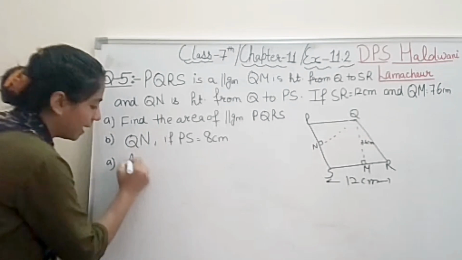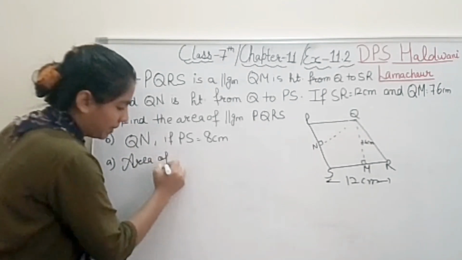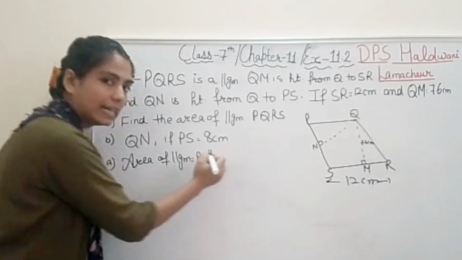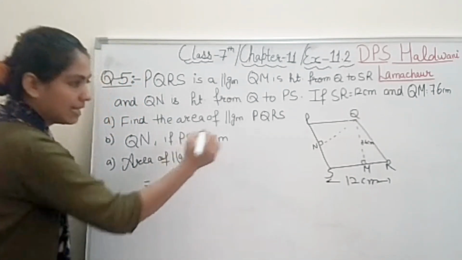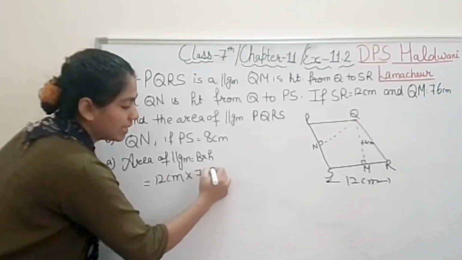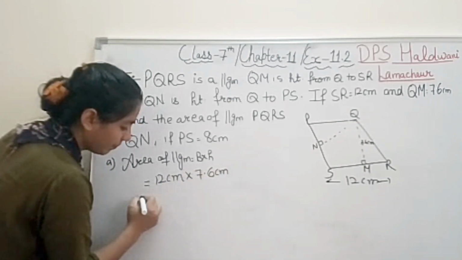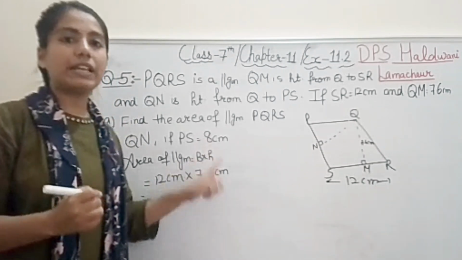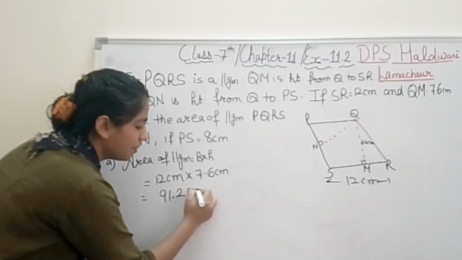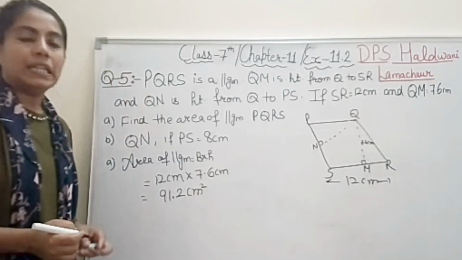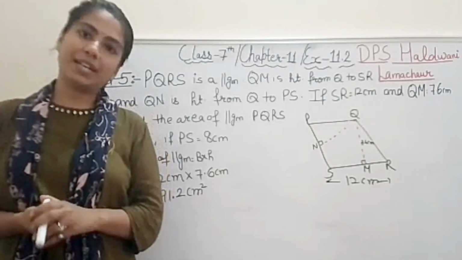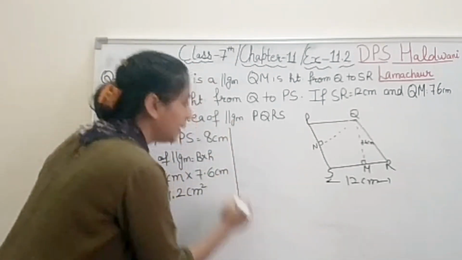So let's take out the A part. Area of parallelogram is, as we know, base into height, right? So base is 12 centimeter and height is 7.6 centimeter. So 12 into 7.6 is 91.2 centimeter square. It means this is the area of the parallelogram. Right, student? Now coming to our B part.